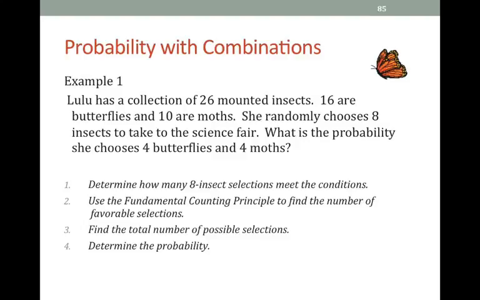So here's an example. Lulu has a collection of 26 mounted insects. 16 are butterflies, 10 are moths. She randomly chooses 8 insects to take to the science fair. What's the probability she chooses 4 butterflies and 4 moths?